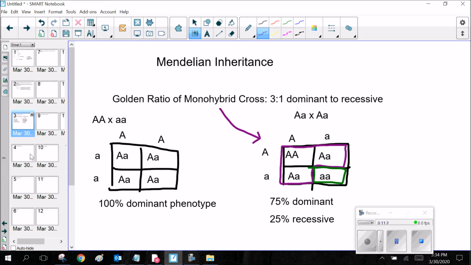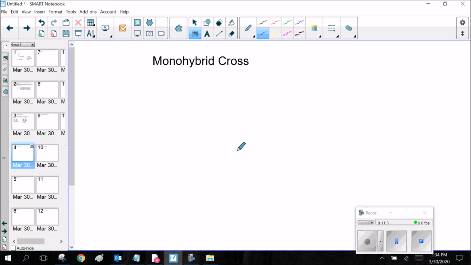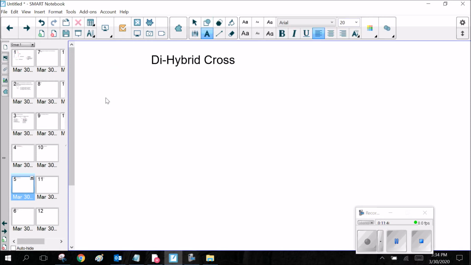I mean, everybody has many different traits. You are not just eye color. You also have hair color and skin color, and you have different heights and different shapes and all that stuff. And so was it possible, he wondered, to look at several traits at once? And the answer is yes. So he came up with something called the dihybrid cross. Okay, so the dihybrid cross, let's take a look at that.